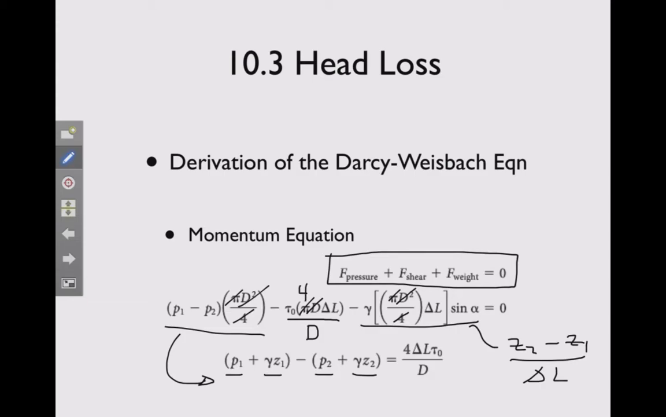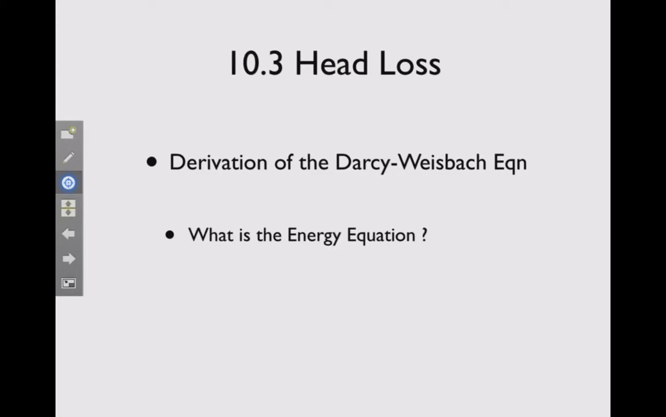So when we move everything over to the other side, we get this equation here with the shear stress over there on the right hand side. We recognize this is the difference in the piezometric pressure here, and we note that that's going to equal this. Now we're going to rewrite this thing in order to make it look more like the equation of head loss that we're used to.